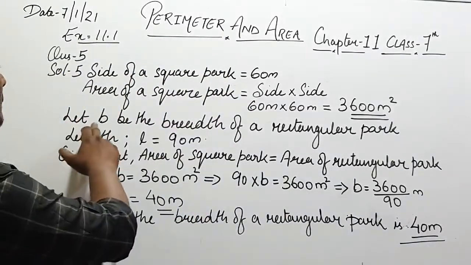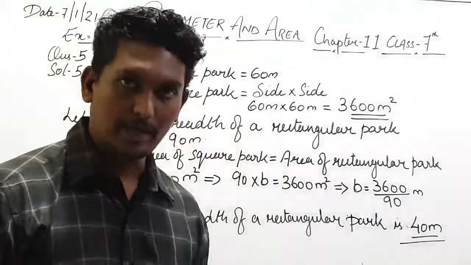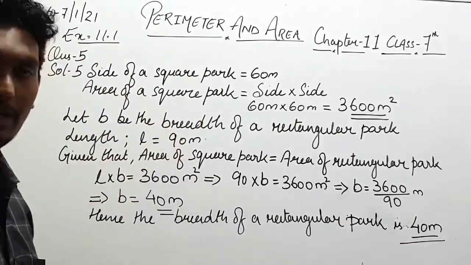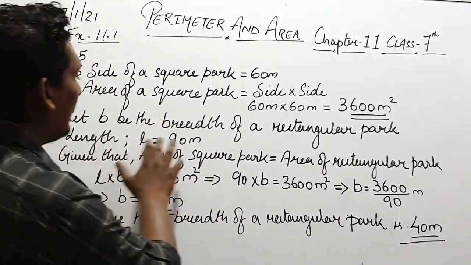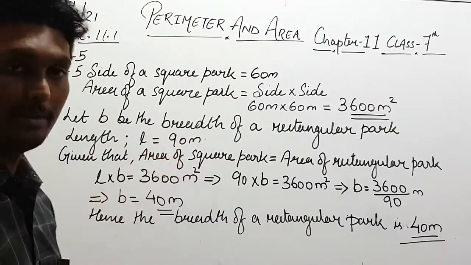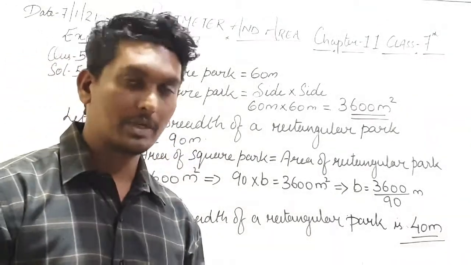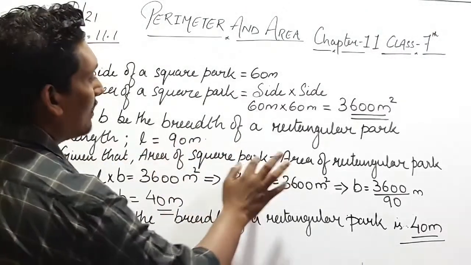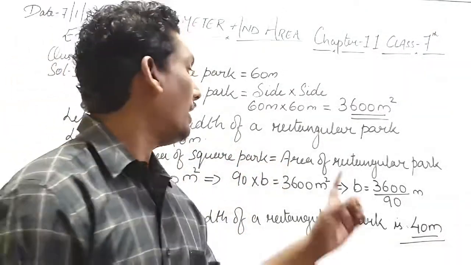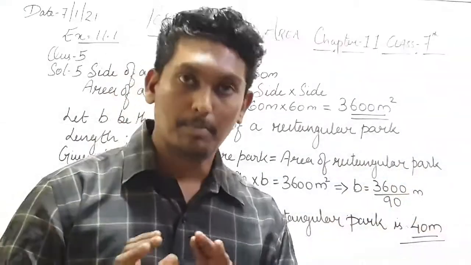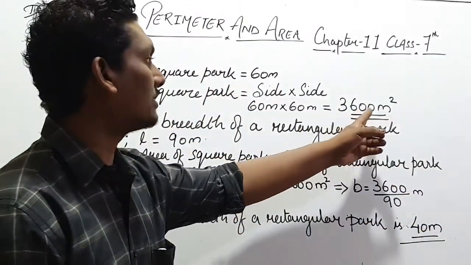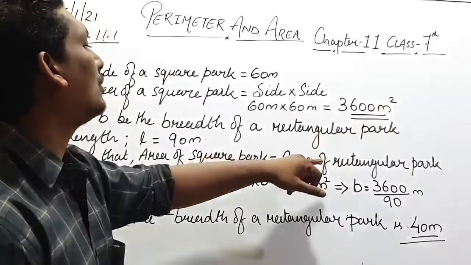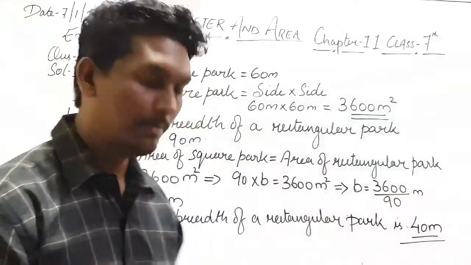Now in the rectangular park, the breadth is not given, that we have to find out. So let B be the breadth of the rectangular park. The length is given as 90 meter in the question. Now it is given that the area of the square park is equal to the area of the rectangular park. Means this 3600 meter square is equal to the area of the rectangular park.